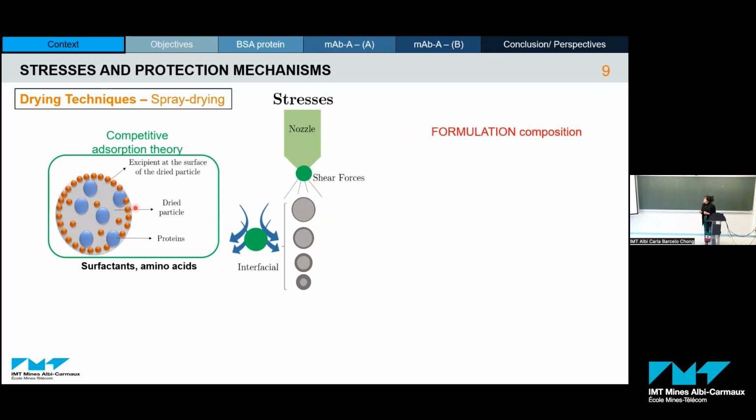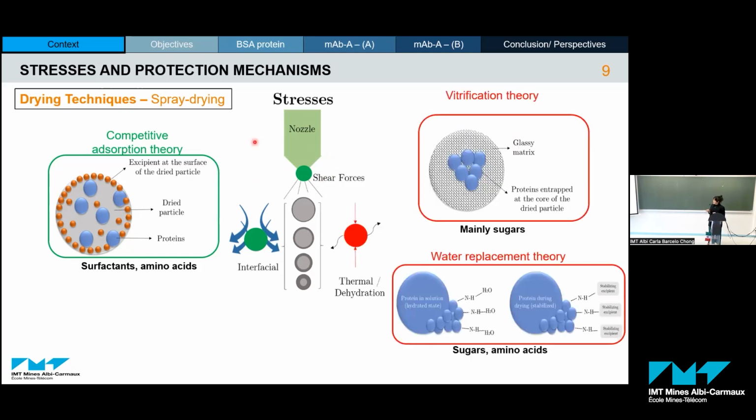This is given by excipients such as surfactants and amino acids. In this case, what this theory tells is that the excipients will come to the surface of the droplet and replace the protein molecules that are present there, therefore making them go into the center and core of the particle, avoiding contact with the stresses generated during the shearing in the nozzle and interfacial drying air. Then, for the thermal stresses, we have the vitrification theory, in which we form a glassy matrix around the protein to protect it from the temperature generated during the spray drying process.